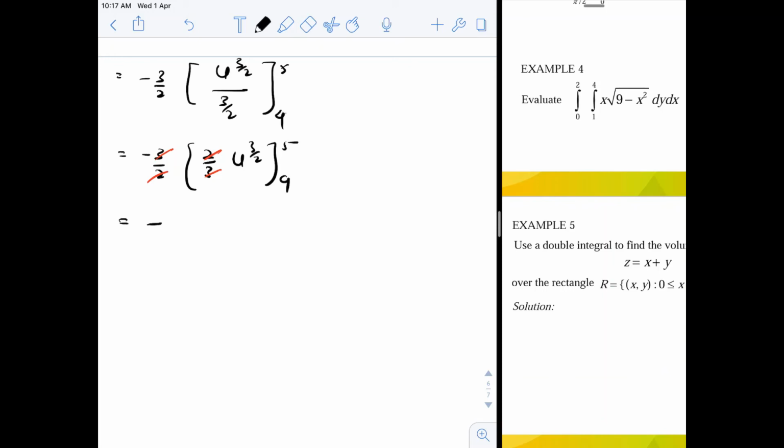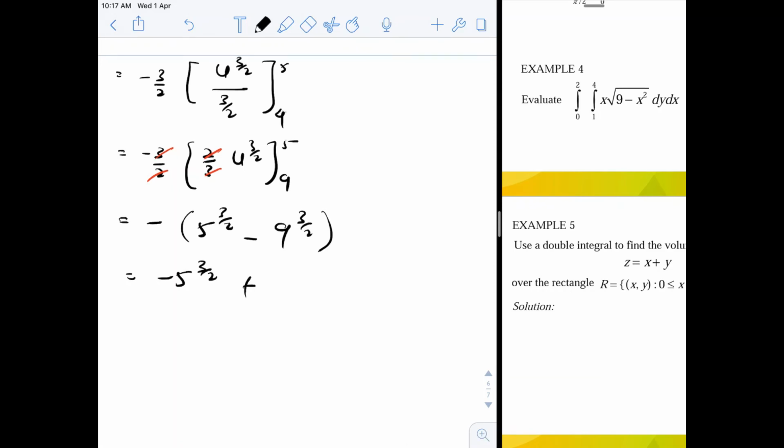So substitute u equals 5 minus 9 to the power of 3 over 2. Therefore, we will get negative 5 to the power of 3 over 2, minus becomes plus 9 to the power of 3 over 2, which is equivalent to 27. So the answer is 27 minus 5 to the power of 3 over 2. That's it. Done.